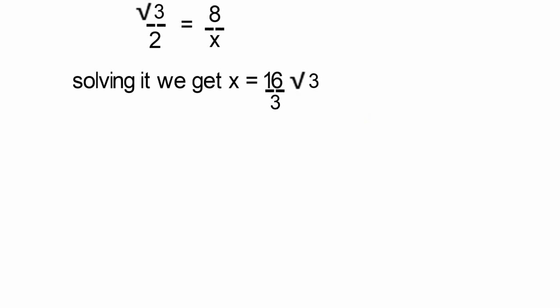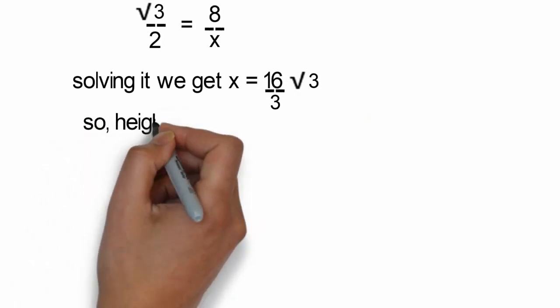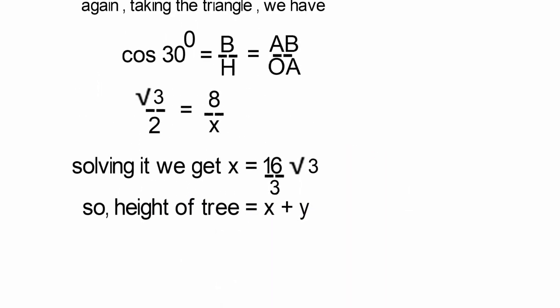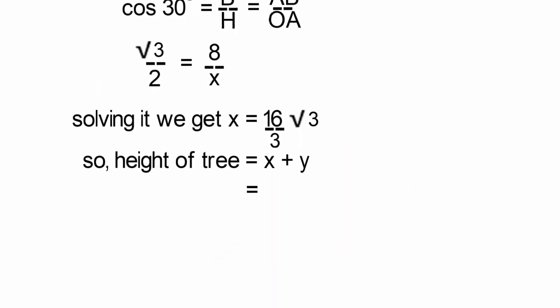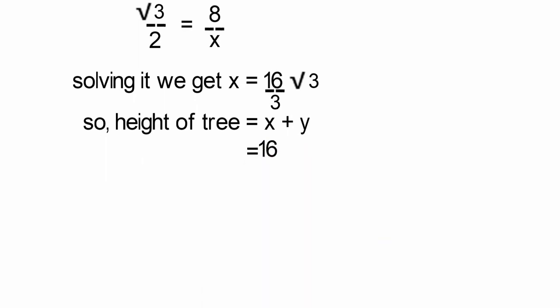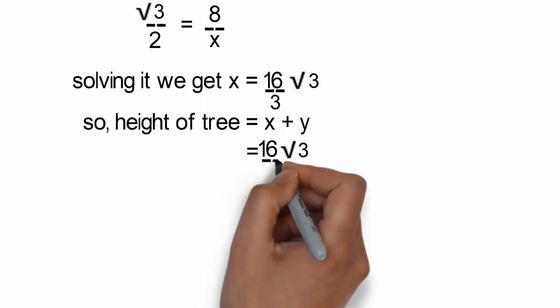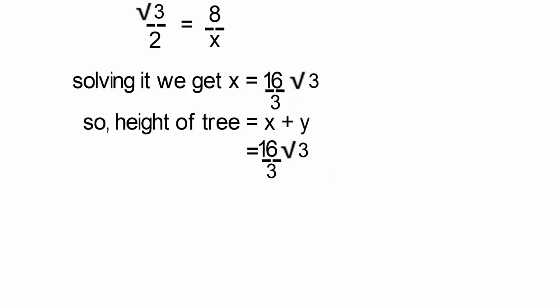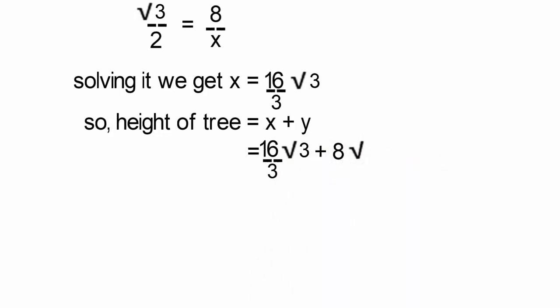Now we have the values of X and Y. For finding the height of the tree, we have to add the values of X and Y. That is 16 root 3 upon 3 plus 8 root 3 upon 3.